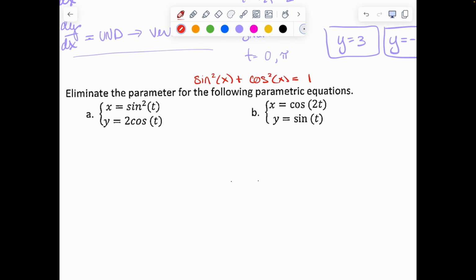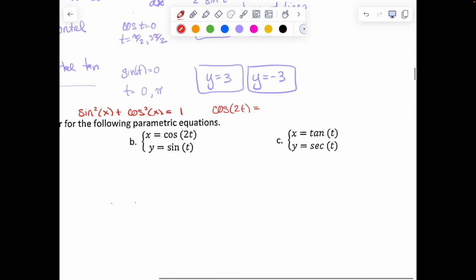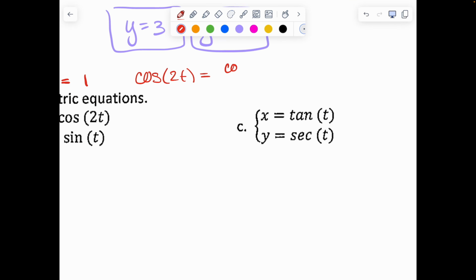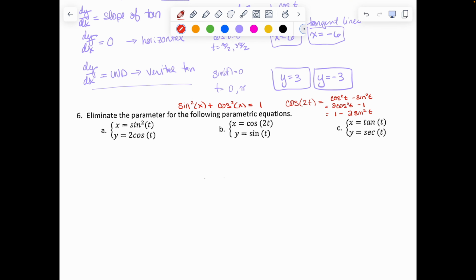You also need to know a double angle formula for cosine. See this one? So cosine of 2t, do you remember the double angle formulas? There are 3 choices. It's either cosine squared minus sine squared, or 2 cosine squared minus 1, or 1 minus 2 sine squared. That's the double angle formula. So if you have those pieces of information, I think you can eliminate the parameter for all of these.